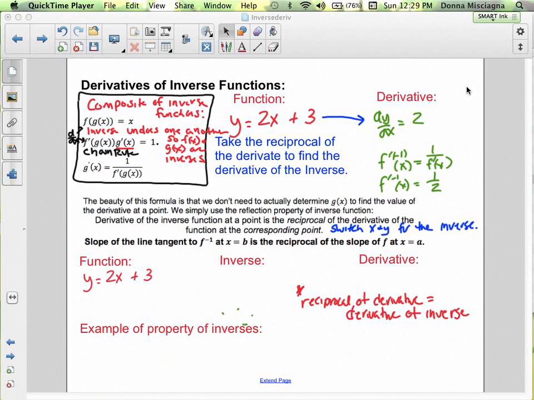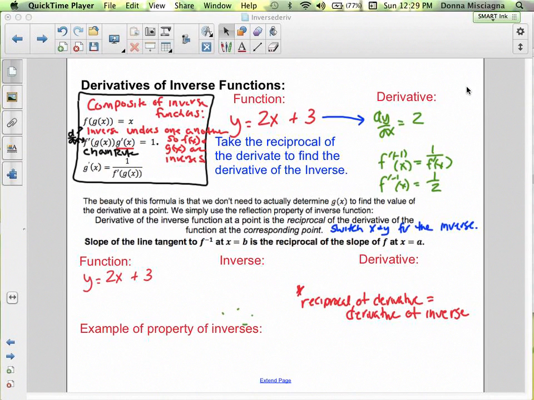And then if we solve for g prime of x, we get g prime of x equals 1 over f prime of g of x, where f of x and g of x are going to be inverses of one another. All right, so in other words, if we have a function y equals 2x plus 3, we're just going to take the reciprocal of the derivative to find the derivative of the inverse. So the derivative of 2x plus 3 is just 2. The derivative of the inverse would be 1 over the derivative of the function. So that means that the derivative of the inverse is 1/2.